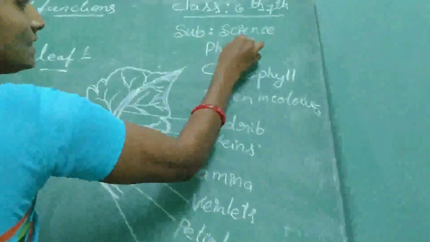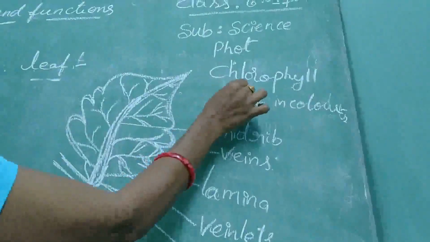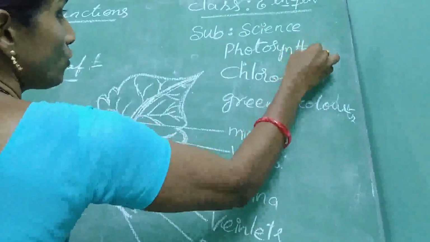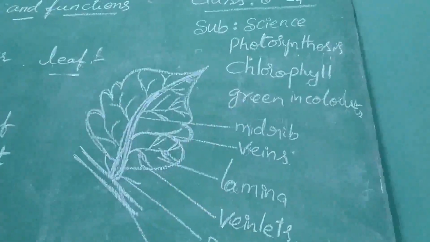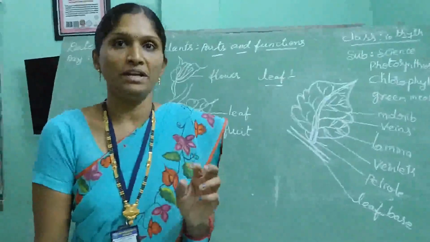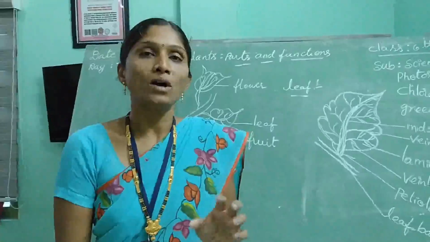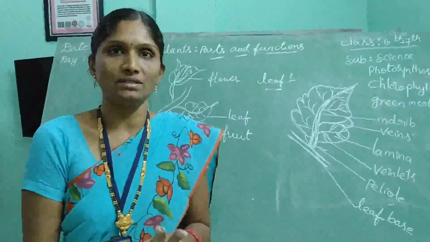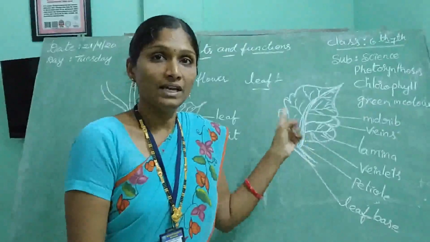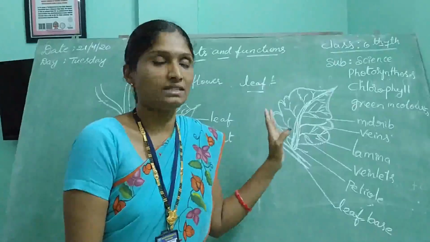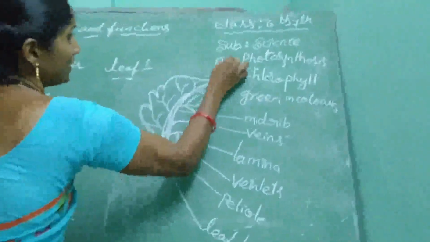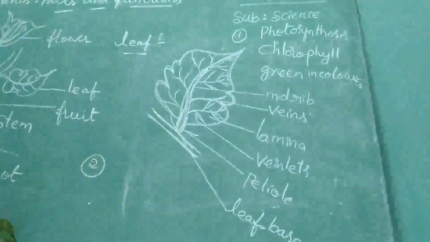This word is in the 7th class science textbook. Photosynthesis. What is the meaning of photosynthesis? Photosynthesis means the process of making food material. The words photosynthesis and chlorophyll are in the 7th class textbook. Green in color. This is the first property of the leaf.